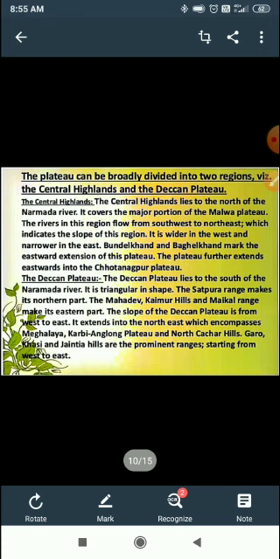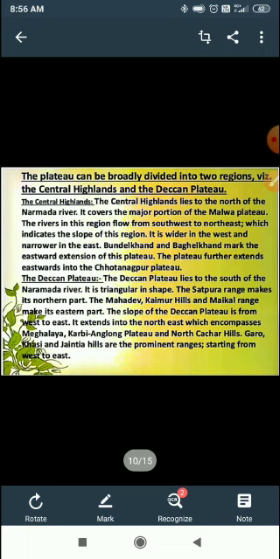The Deccan Plateau lies to the south of the Narmada River. It is a triangular-shaped landmass. The Satpura range marks its northern part. The Mahadev, Kaimur Hill and Maikal range make its eastern part. The slope of the Deccan Plateau is from west to east.